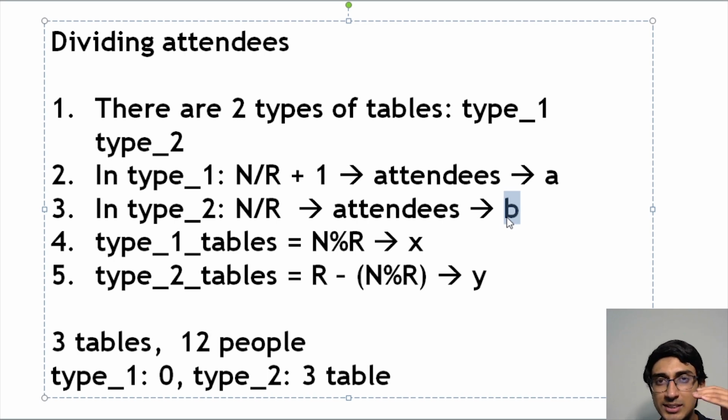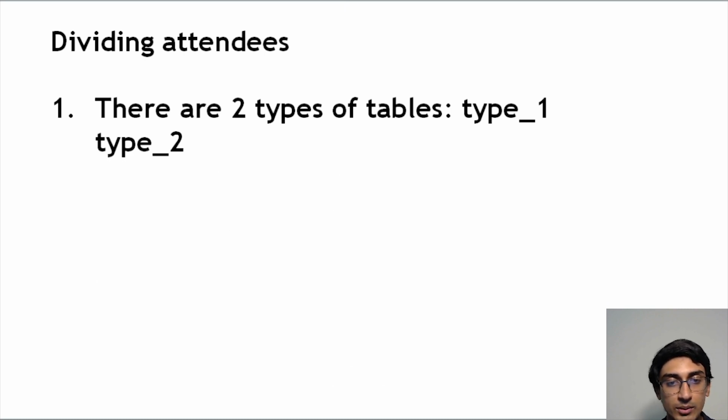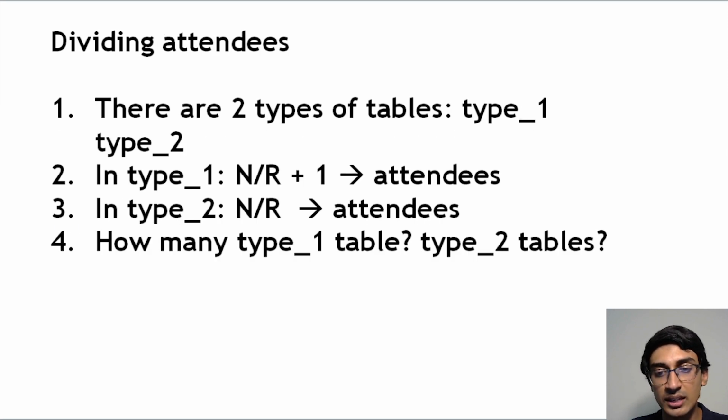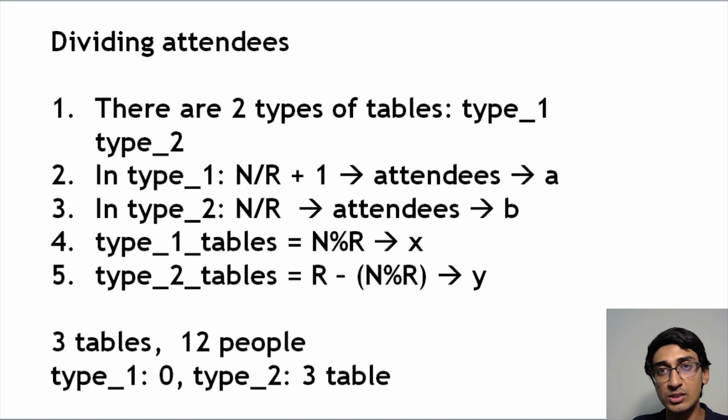We'll come back to this, but basically this will help us form a very elegant and very simple mathematical formula. And what is that formula? So this is the dividing the attendees part. If you remember, we said that we'll divide the problem into 2 parts. One is divide the attendees amongst the tables and then multiply the combinations of each table. So right now we have done that. We have divided the attendees amongst each table. We have found out how many type 1 tables there will be and how many people will be in the type 1 tables, how many type 2 tables there will be and how many people will be in the type 2 tables. We have done that part and stored that respectively in A, B, X and Y, right?